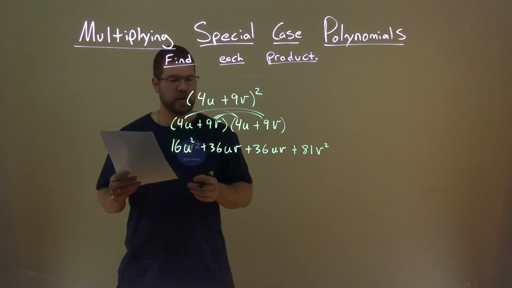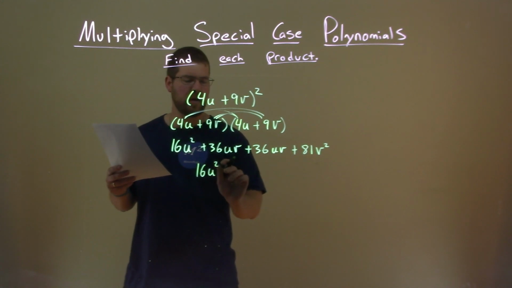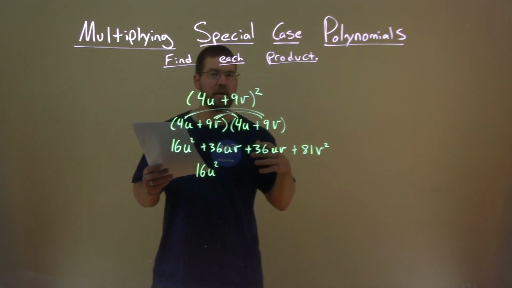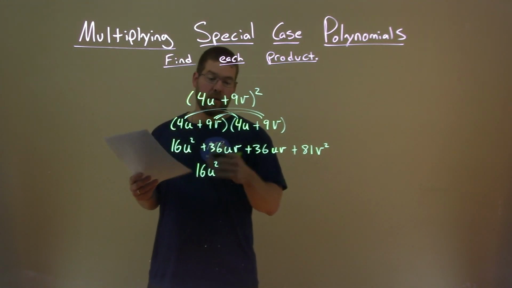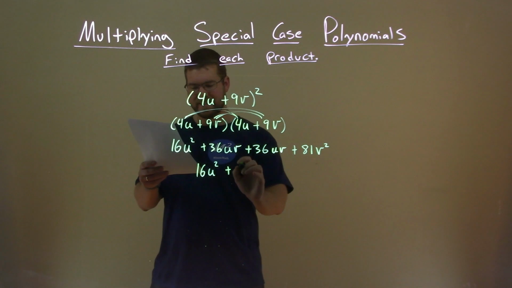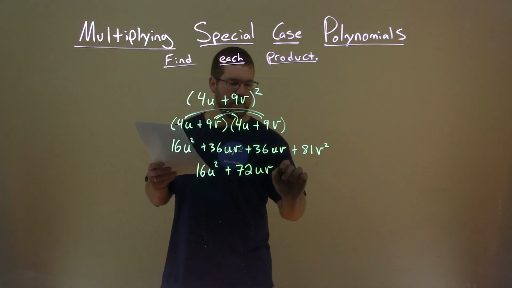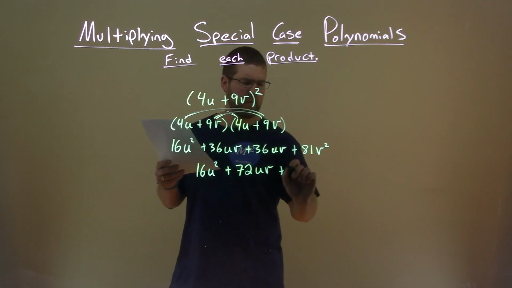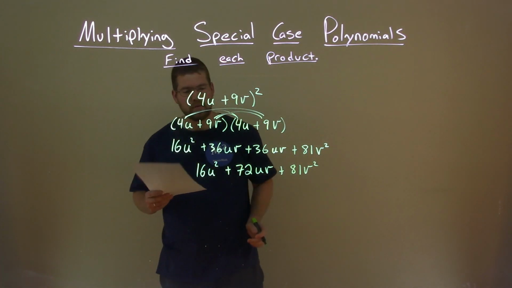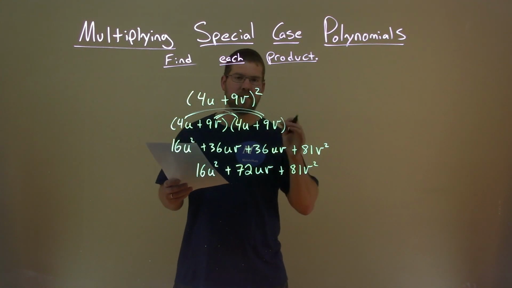So now let's simplify. There's nothing that's u squared, so we bring down 16u squared. The inside, 36uv and 36uv are the same term, right? They're like terms, but the same term. So we add them together, and 36 plus 36 is 72. And we have u, v here. Bring down, well, there's no other v squared, so we have 81v squared. And there's our final answer, 16u squared plus 72uv plus 81v squared.